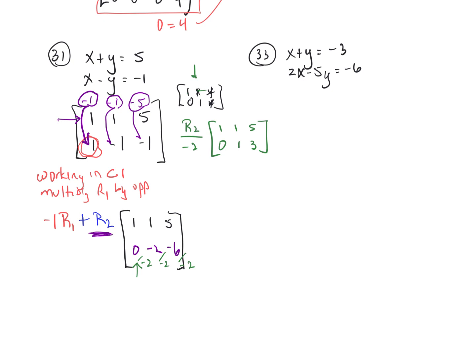What do I want? I want answers. So I have my x, I have my y, I have my constants. Well, I know that y is 3. So I have an answer. And then using my first row, x plus y equals 5, I can substitute that 3 and find out that x is 2. So my solution is 2, 3 for 31.